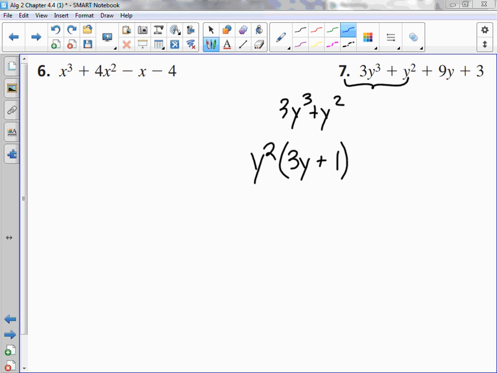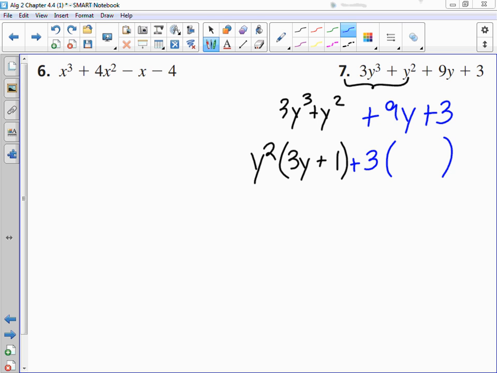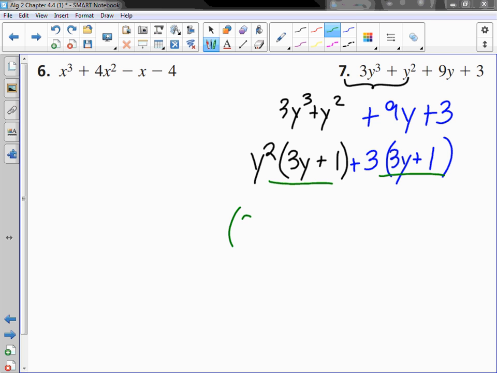Okay? Now our other two terms. So what would we need to factor out to get 9y to be the same as 3y? We need to factor out what? 3. And it would be positive, yes? So I just write plus 3. Because 3 factored out of 9y would be 3y. 3 factored out of 3 would be plus 1. Well, now we have something in common with both terms, yes? So we can factor out the 3y plus 1. So I'll factor it out, 3y plus 1.